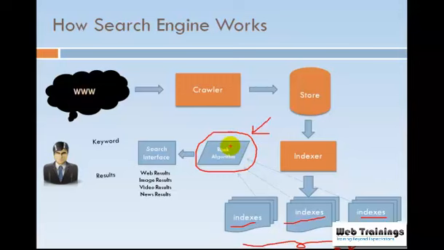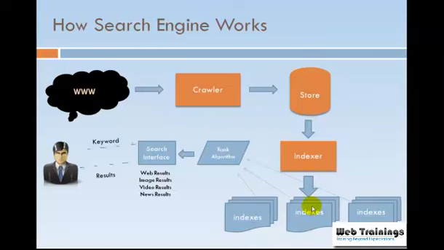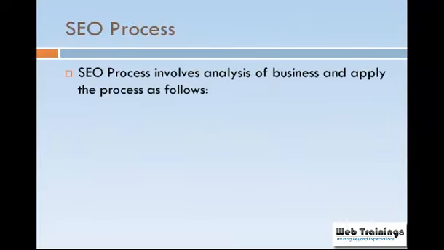So remember, when we are doing SEO for any client, first of all we have to understand what the process of SEO is, what the concept of SEO is. Now see, the SEO process involves analysis of the business and applying the process as follows. The first thing you will do is choose keywords. Which keyword is good? Which keyword is bad? All this is covered in the first topic, called keyword research and analysis.